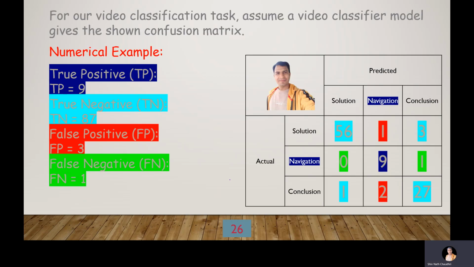Considering that the navigation is our desired class, the corresponding generic elements are highlighted in the 3x3 confusion matrix. In this case, TP is 9, TN is 87, FP is 3, and FN is 1. Now we will calculate the 15 parameters for this class as discussed above.